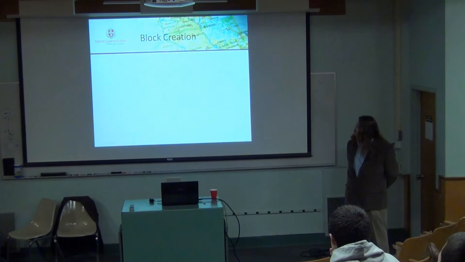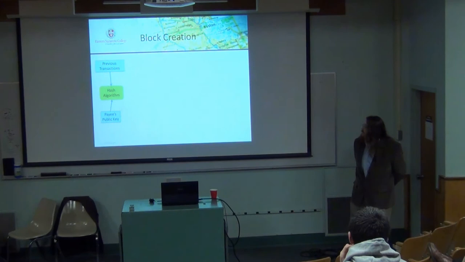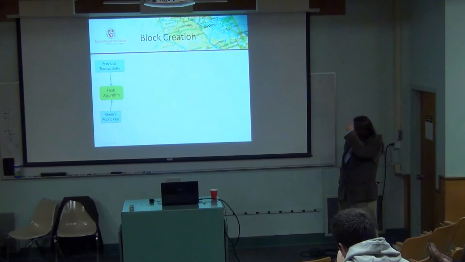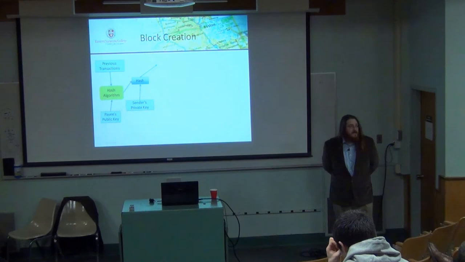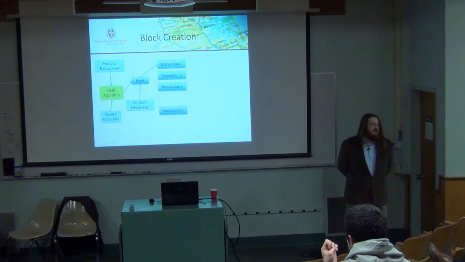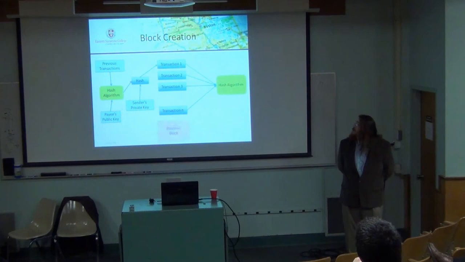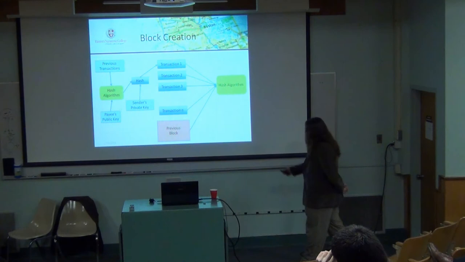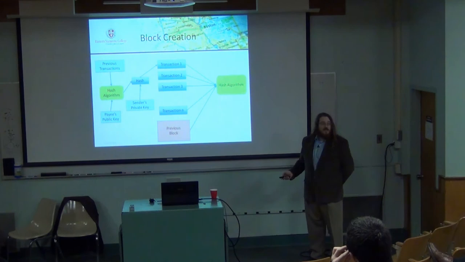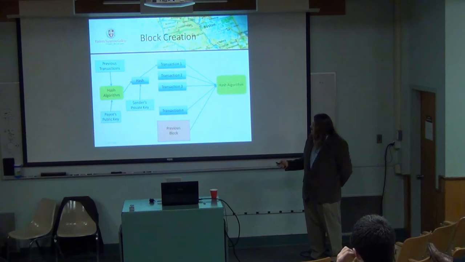So block creation. The previous transactions, so this is you spending, you take the previous transactions with your public key, you run it through the person you're paying their public key, you run it through a hash algorithm. This outputs a hash, which you then sign with your private key. And this gets broadcast to the network with all the other transactions for that 10 minutes. You take all these, you run them through a hash algorithm with the previous block. So basically, part of the point here is that the reason we include this previous block is so that someone can't pre-compute. You can't have someone pre-computing what this new block would be, because you need the previous block.